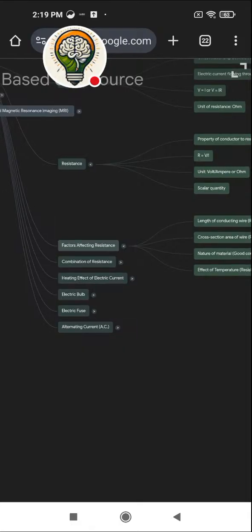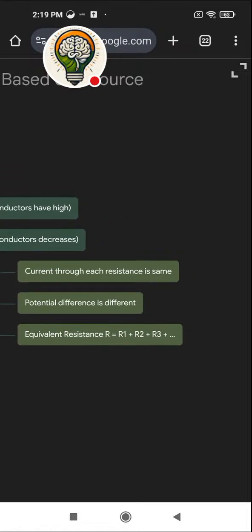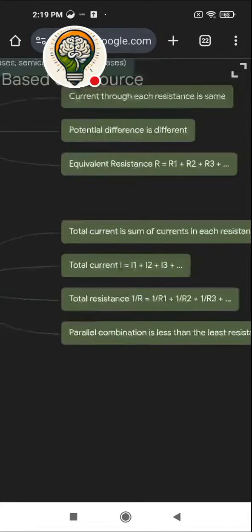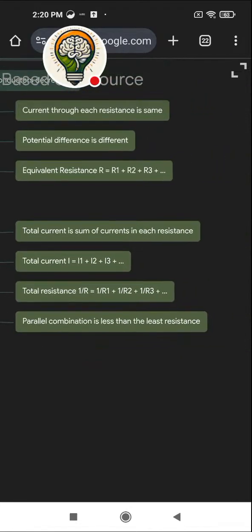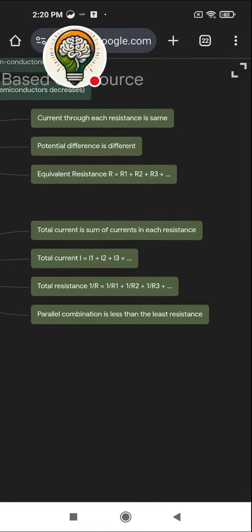Then the combination of resistance. Series combination: the current through each resistance is the same, potential difference is different, so equivalent resistance R equals R1 plus R2 plus R3. And the parallel combination: the total current is the sum of the current in each resistance, so I equals I1 plus I2 plus I3, and the total resistance is 1 by R equals 1 by R1 plus 1 by R2 plus 1 by R3. So parallel combination has less than the least resistance.